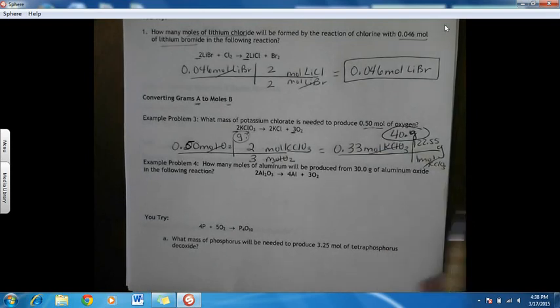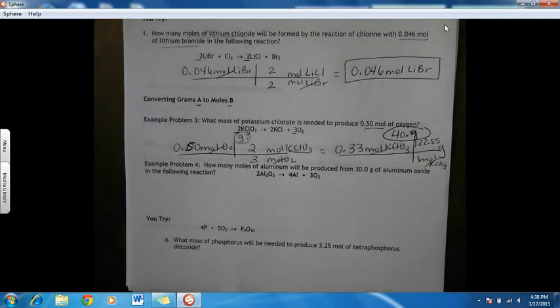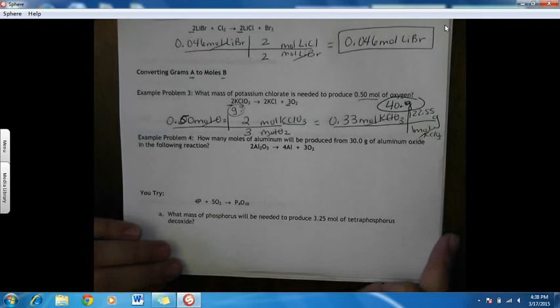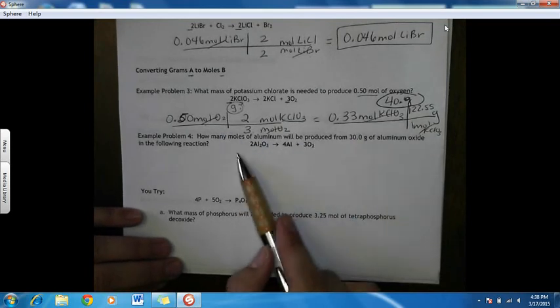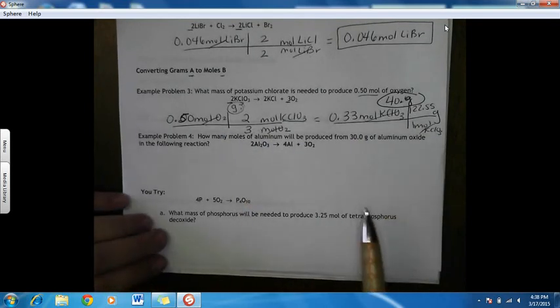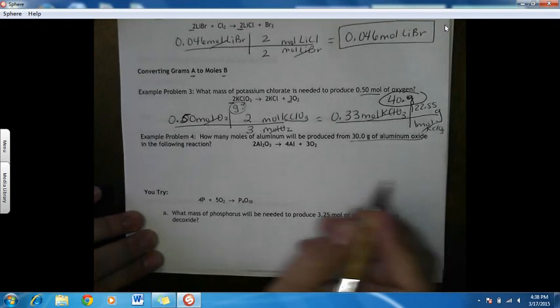Okay. Now we can do this just all in one big long fence. So let's look at it that way. So this is one way you can do it, break it down into multiple steps, or we can do it in one long string. So in this problem we're starting with 30 grams of aluminum oxide.